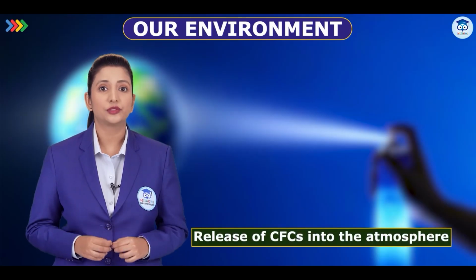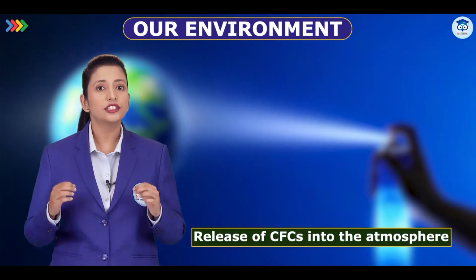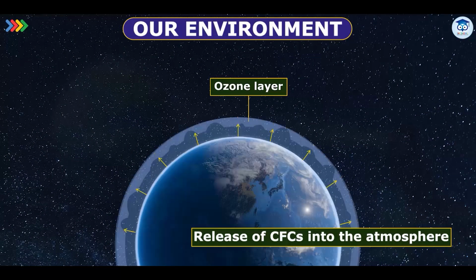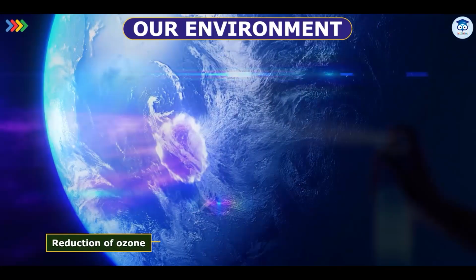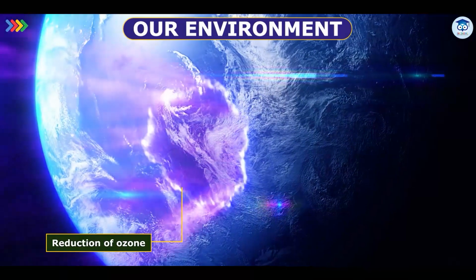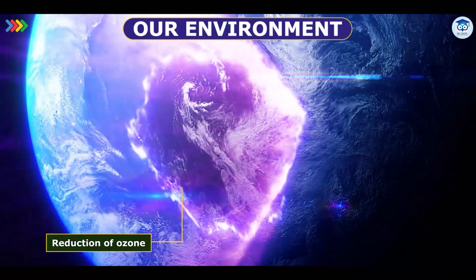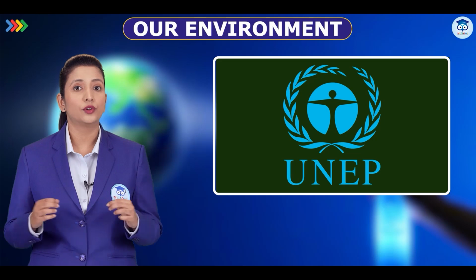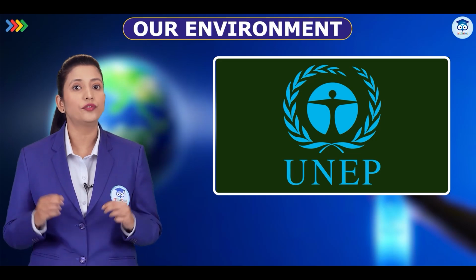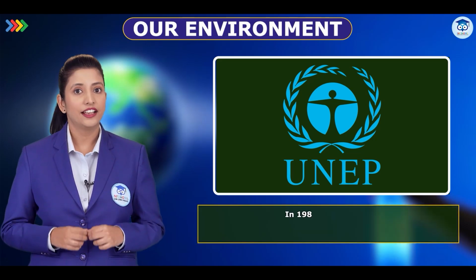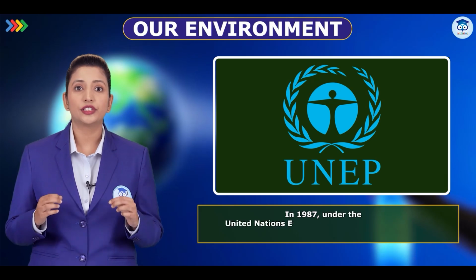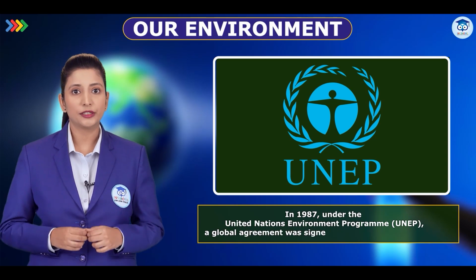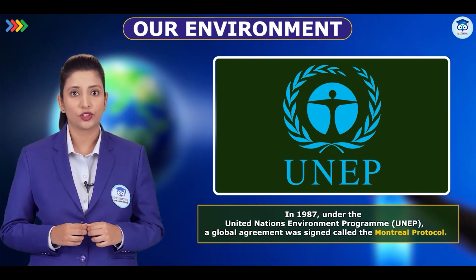When these CFCs were released into the atmosphere, they slowly reached the ozone layer and started breaking the ozone molecules. This led to a massive reduction of ozone, especially over Antarctica, creating a scary thing called the ozone hole. Scientists and environmentalists worldwide realized the seriousness of this problem. And in 1987, under the United Nations Environment Programme or UNEP, a global agreement was signed called the Montreal Protocol.